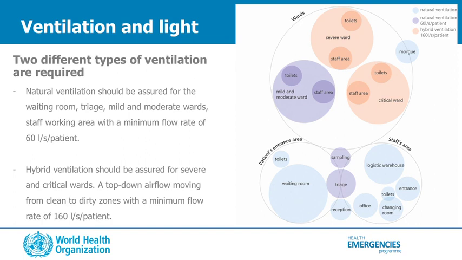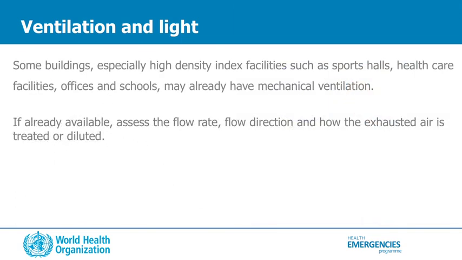Other services, such as severe and critical patients ward, should have hybrid ventilation with a top-down airflow and a minimum flow rate of 160 liters per second per patient. Some buildings, especially high-density index facilities such as sport hall, healthcare facility, office and school, may already have mechanical ventilation in place. If already available, assess the flow rate, the flow direction and how the exhausted air is treated or diluted.